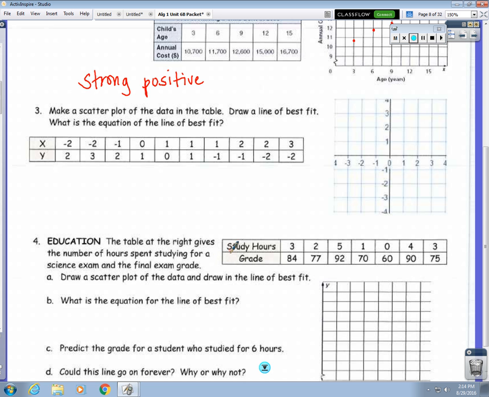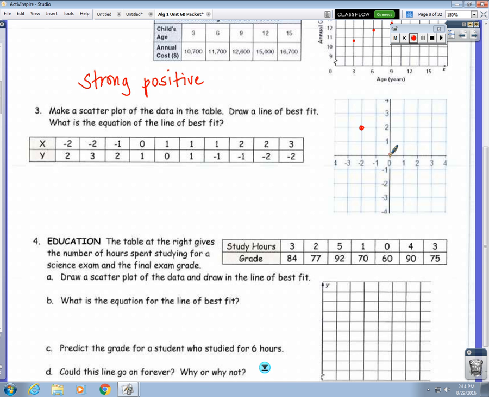Alright, make a scatter plot of the data in the table. Draw the line of best fit. So this time we have 10 ordered pairs, so we have to plot over here on the graph. How do I plot the point -2, +2? Left 2, up 2, because the y value is positive, correct? So we need to go up 2.